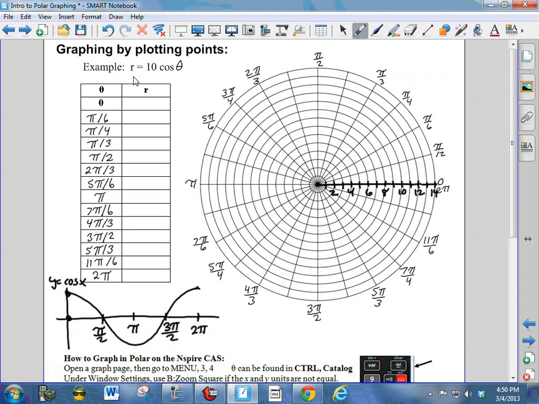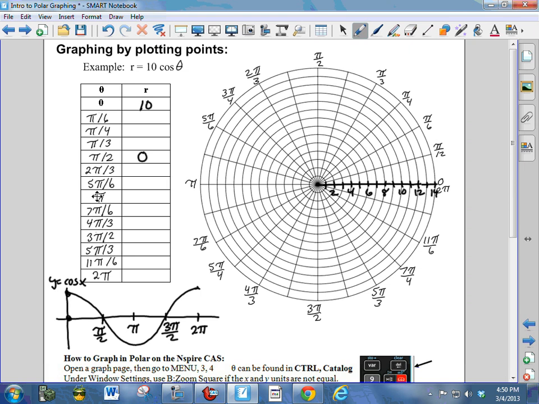So I'm going to use that fact to help me to plot a few of these points rather quickly. So if I have r equals 10 times cosine theta, cosine of 0 is 1, so 10 times that would be r is 10. Let's go down to pi over 2. Cosine of pi over 2 is 0, so this is just going to be 0.